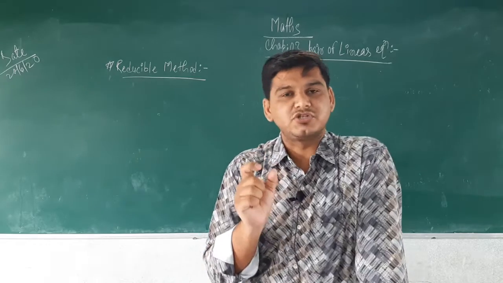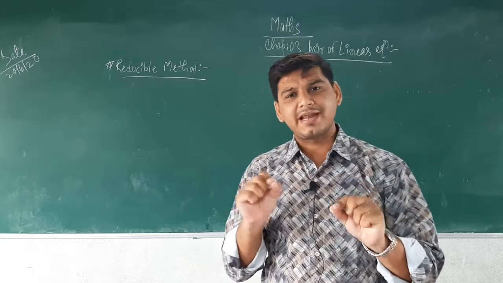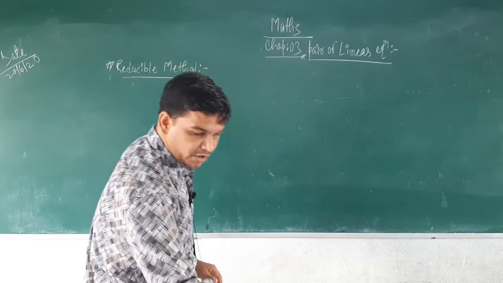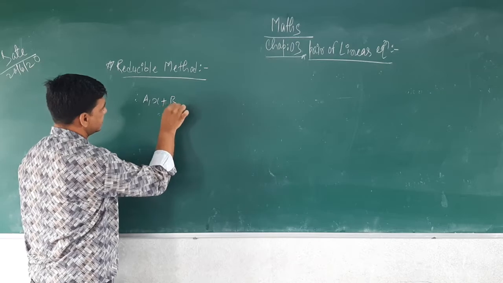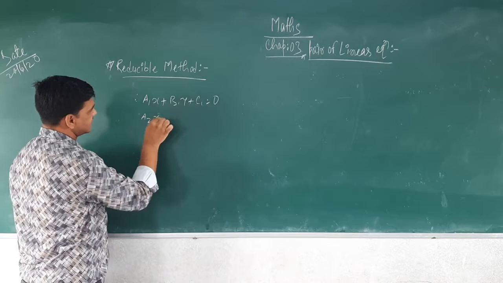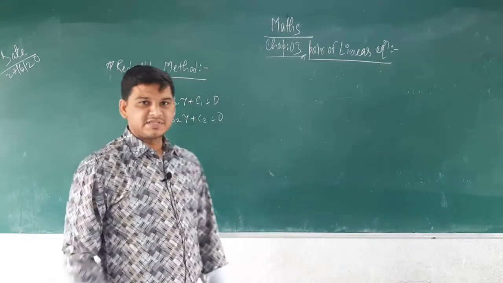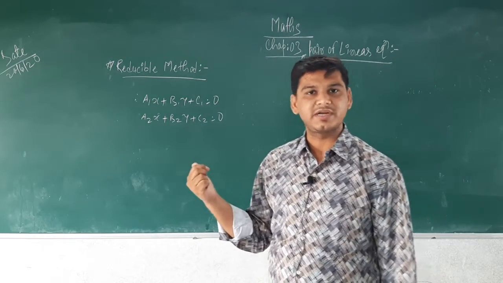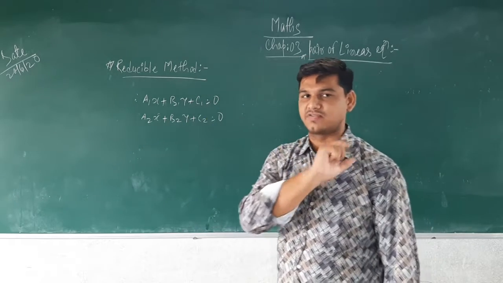So what do we mean by the reducible method? First of all, we know that any linear equation has a standard form for a pair of equations, which is generally considered as a1x plus b1y plus c1 is equal to 0, a2x plus b2y plus c2 is equal to 0. This is the standard form of linear equations, in which a1, b1 and a2, b2 are called the coefficients of x and y, while c1 and c2 are called constant values.